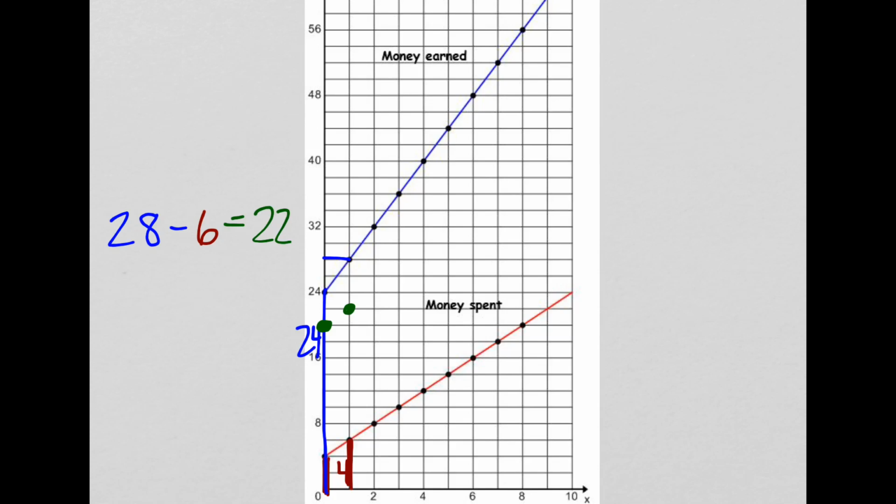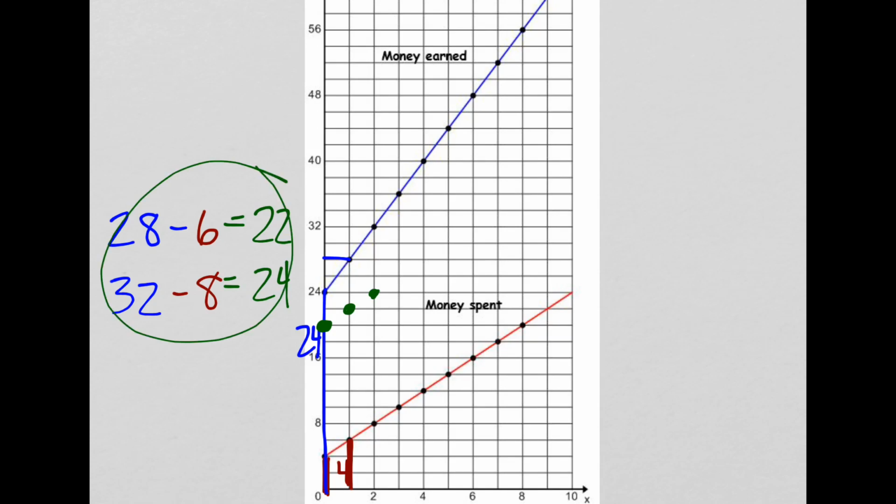And so on week 2, he had $32. And he spent $8. So 32 minus 8 equals 24. And so then we could plot the 24. So can you do it without writing all this stuff out over here? What would that look like?